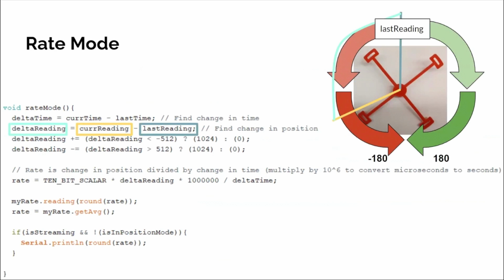Afterwards, we enter our most recent value into the moving average, my rate, and then get the latest average. If we are currently streaming and it is in rate mode, we then output that value to the PC.